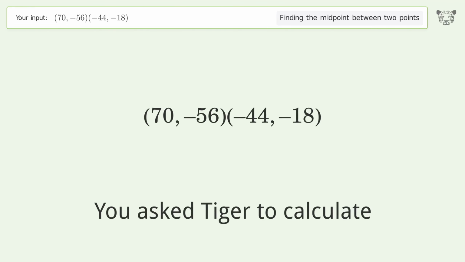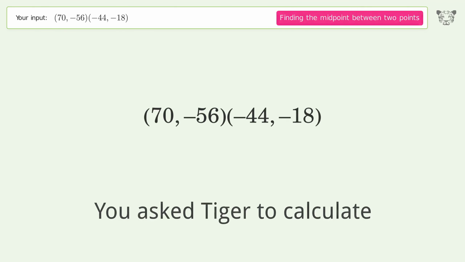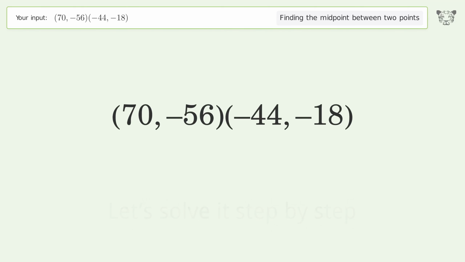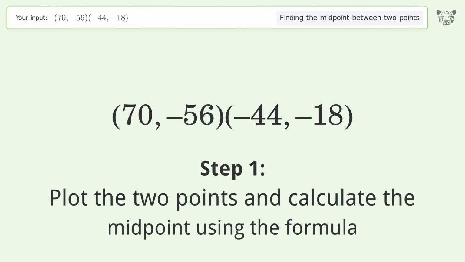You ask Tiger to calculate. This deals with finding the midpoint between 2 points. The midpoint between the 2 points is 13, negative 37. Let's solve it step by step. Plot the 2 points and calculate the midpoint using the formula.